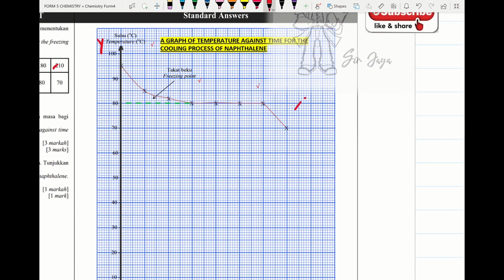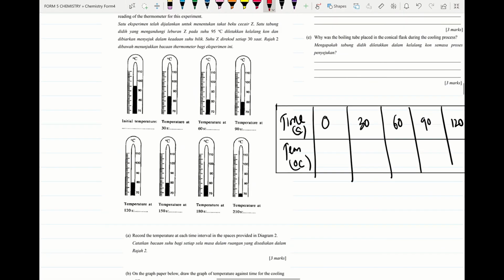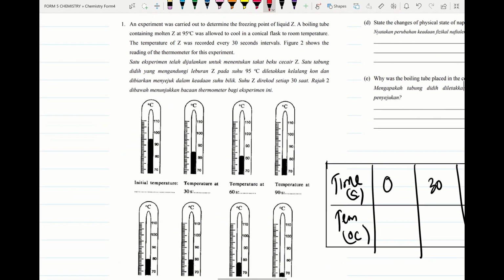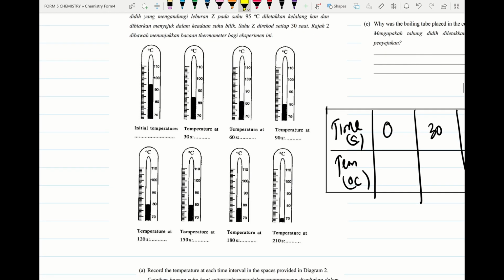All right, so we try to do one more similar question here. Try to check this question. We read this question together. An experiment is carried out to determine the freezing point of liquid Z. The boiling tube containing molten Z at 95 degrees Celsius is allowed to cool in a conical flask to room temperature. The temperature of Z was taken every 30-second interval, and the reading of the thermometer is shown in the diagram below.